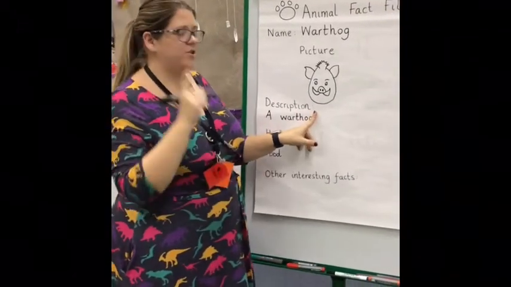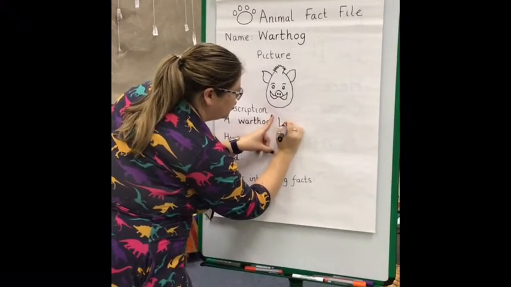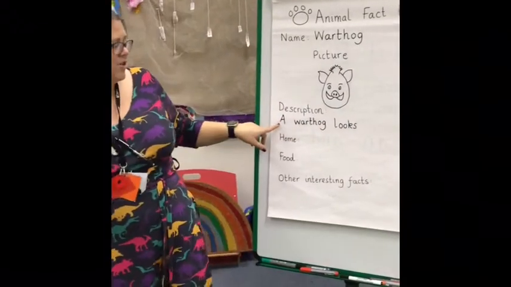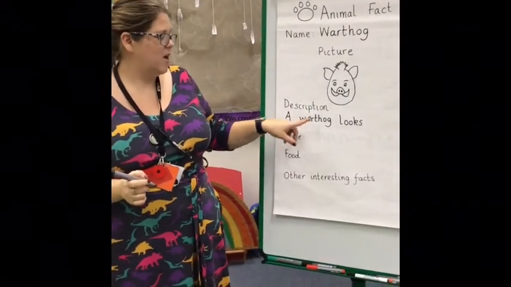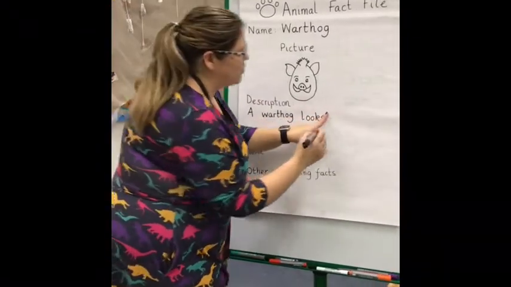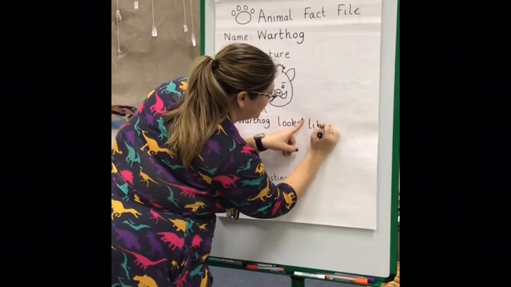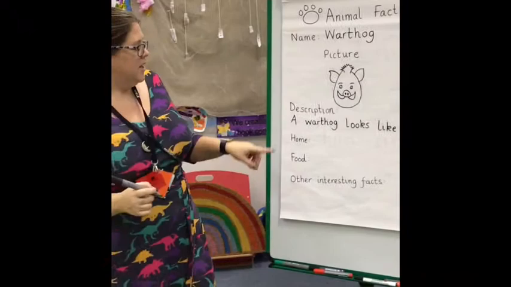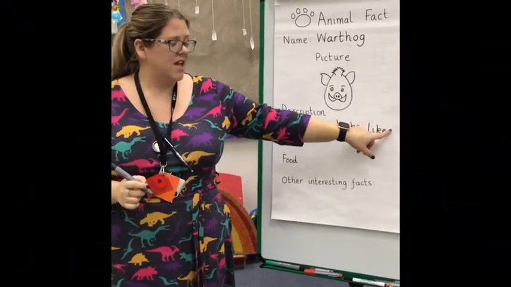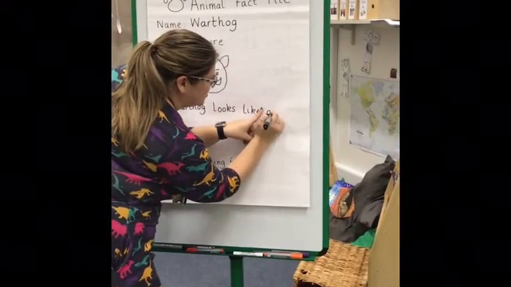My next word was looks. So again, I'm going to use my sounds. Can you help me to sound out looks? L, k. So again, keep reading your sentence to check it makes sense. A warthog looks like, it's a tricky word, like, but you can use your sounds to help you to write any words, even if you don't know how to spell them, you can sound them out. A warthog looks like, and then I had a pig, so another word, a pig.